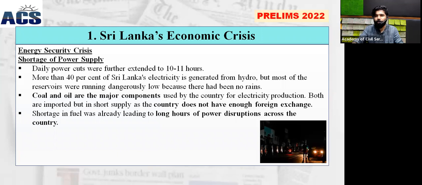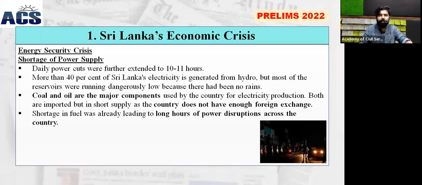Then power supply is also affected. In the last 2-3 days, you can see that there is a march and protest against the government, and they were protesting towards the residence of President Gotabaya, because the government declared that the daily power cuts were extended to 10 to 11 hours in a day. What will happen now? Even a half hour or 15 minutes power cut cannot be acceptable for us, or even 1 hour or 2 hours cannot be acceptable. So if a country is going through 10 to 11 hours of power cut, what will be the effect on the people?